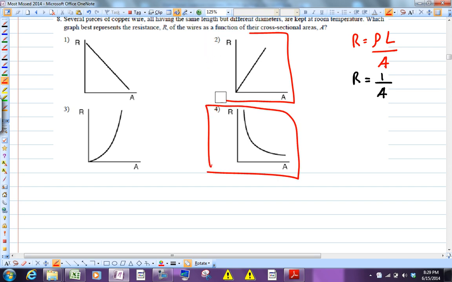But it's a 1 over R relationship, which is choice 4. Now, I noticed that a lot of people picked this, I think because they mix up a negative slope with inverse. They're not the same thing. This is still a linear equation, y equals mx plus b. It just happens to have a negative slope. But it's still linear. It's just a negative linear. So the answer here to number 8 is 4.